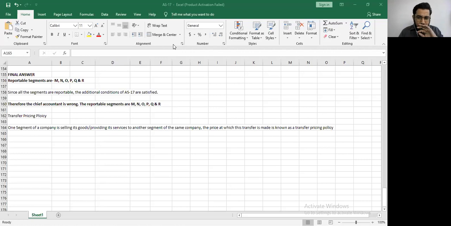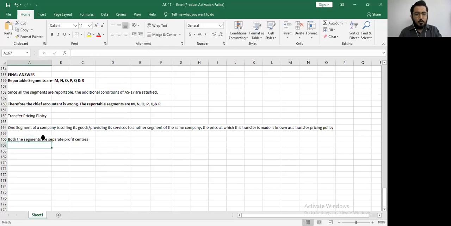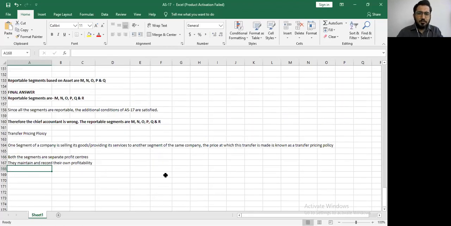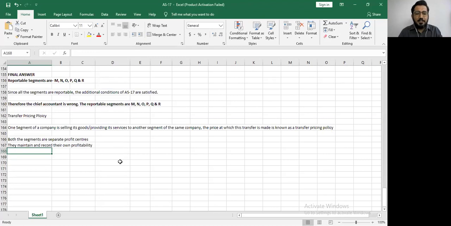Now please understand, one more important thing that I want to tell you is that both the segments are separate profit centers. Both the companies are different profit centers, means they maintain and record their own profitability. इसका मतलब ये भी नहीं कि जियो सब कुछ लॉस करके इंश्योरेंस वालों को दे देगा कि जाओ आप एक ही कंपनी में तो जो कर रहे करो. They maintain their own profit.